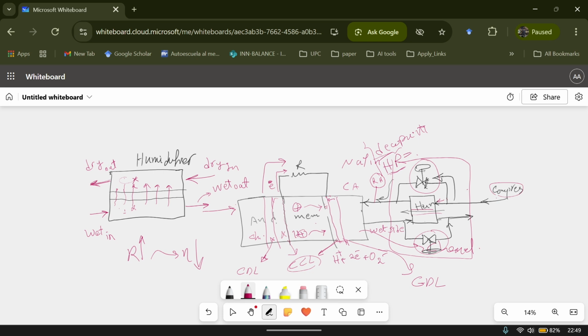Of course, as I said, there are many variables that we can use to identify whether the stack has enough humidity or not. The main one is CVM, or cell voltage monitoring. Through monitoring the cell voltage, we can have information about the stack humidity condition.